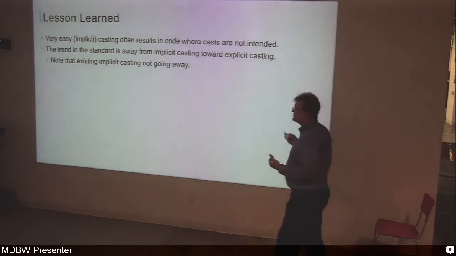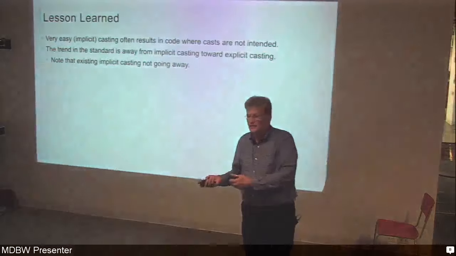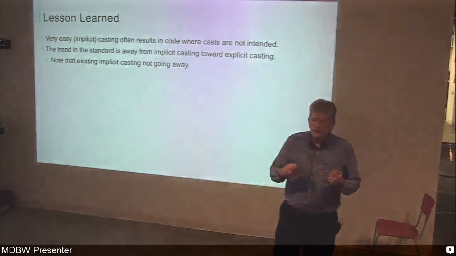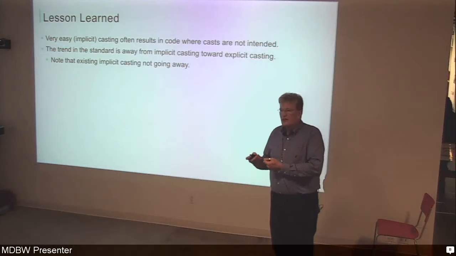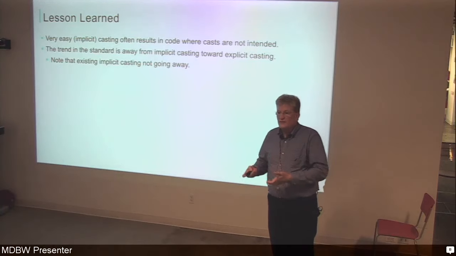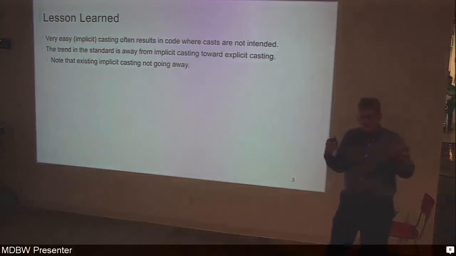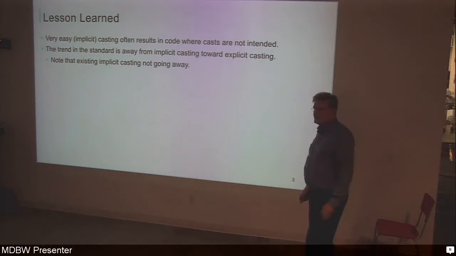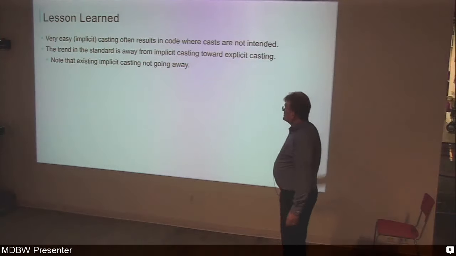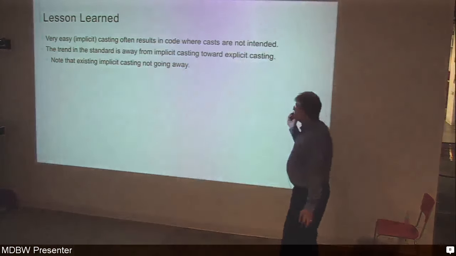But what we find out over time is that very often that cast happens when you didn't intend it to. And the convenience feature, while it's very often nice and convenient, doesn't make up for the fact that sometimes we have bugs, which are more than just inconvenient, right? They're wasteful, they're expensive, they're frustrating. So the trend in the standard is away from implicit casts toward explicit casts.